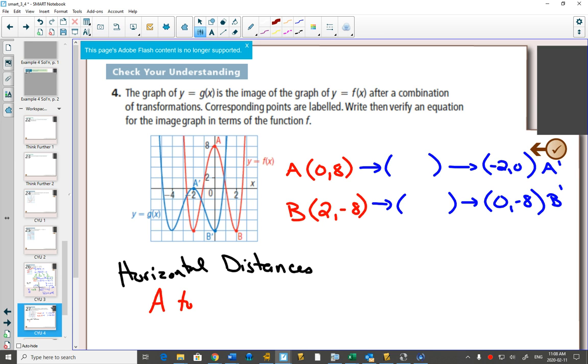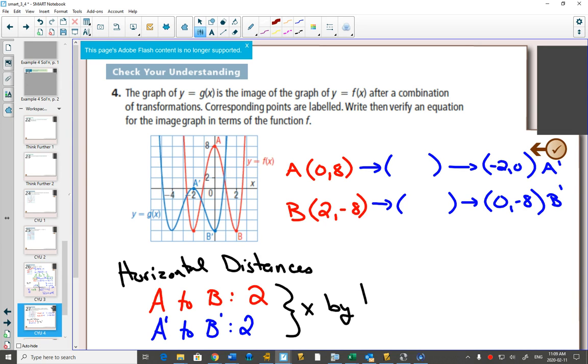On our red graph, when you went from A to B, I'm starting at 0 and I'm going 2 to the right, so my horizontal distance is 2. Just looking at going from A to B. And then you take out your blue graph and say, what happens from A prime to B prime? Well, we start at -2 and we go to 0. So again, we're going 2 to the right. So both of them have a horizontal distance of 2. Nothing's changed horizontally. You could write here, if you wanted to, that you could multiply x by 1, but you wouldn't actually show that as a transformation.